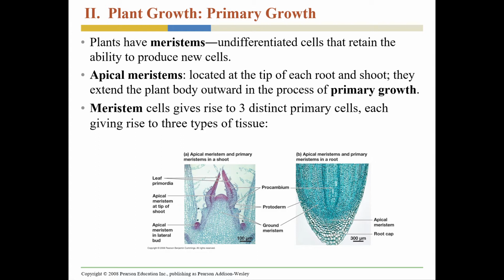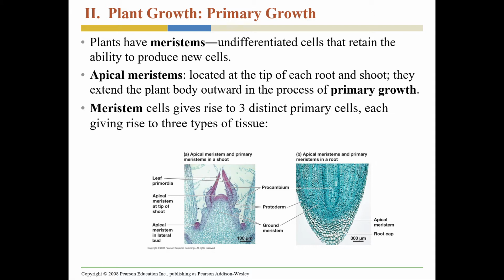We in animals would call these stem cells, and stem cells in animals are undifferentiated cells. I mean, they haven't been assigned any sort of task, they divide and then they turn into something. Stem cells can differentiate into muscle cells or nerve cells. In plants, we call them meristems. So meristematic cells, or meristems, are undifferentiated cells that retain the ability to produce new cells.